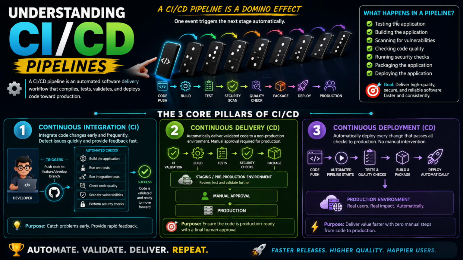Fourth is the deploy stage. Successful builds are packaged into container images, that is Docker, and shipped into staging or production. Advanced strategies like canary deployments may slowly release the update to a small percentage of users to verify stability.